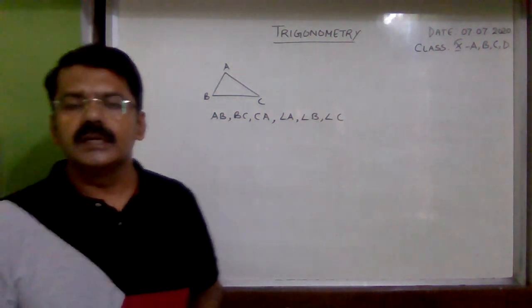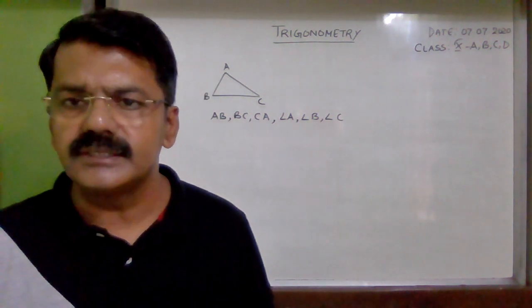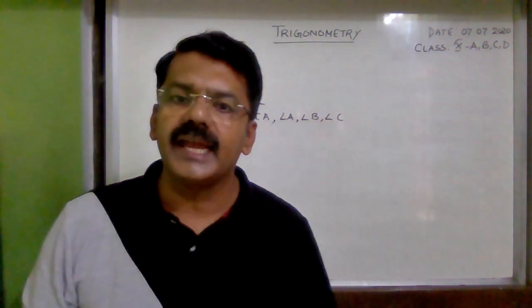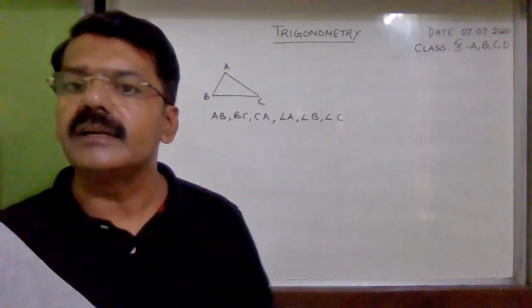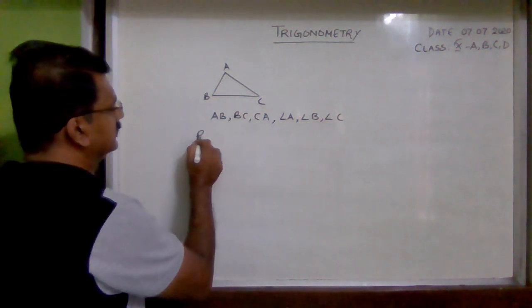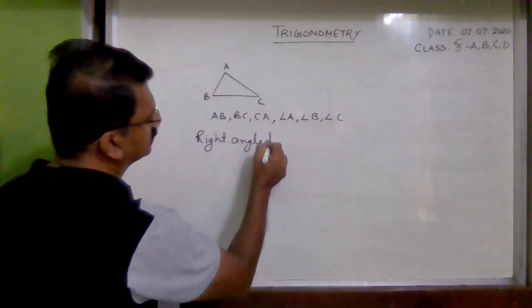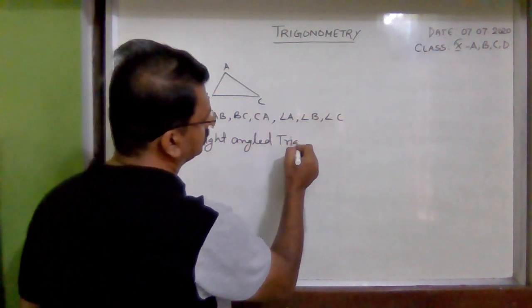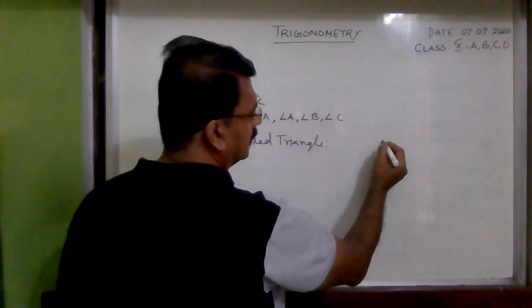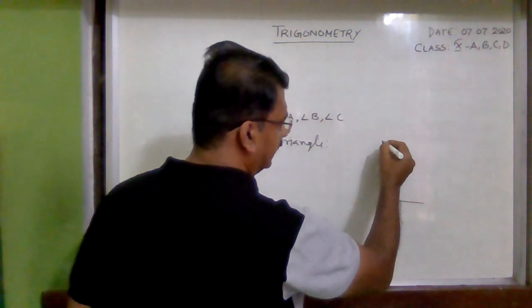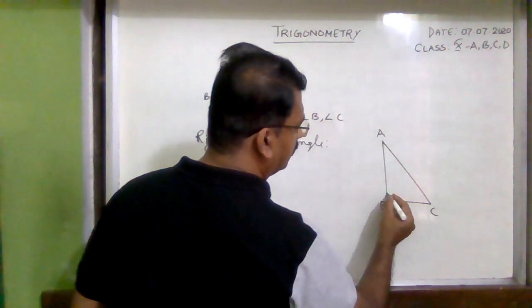Okay. Now in class 10th, you will study only those triangles in which one angle is 90 degrees. Means we are concerned with the right angle triangles only. Now, as I told you, in a right angle triangle, one angle is 90 degree. So, if it is ABC, you can see angle B is 90 degree.